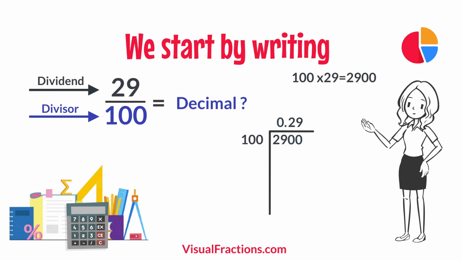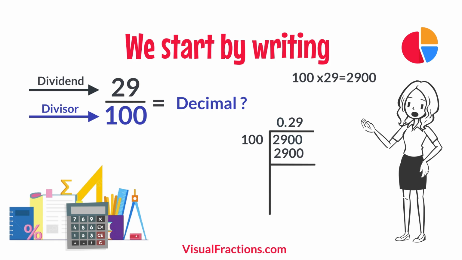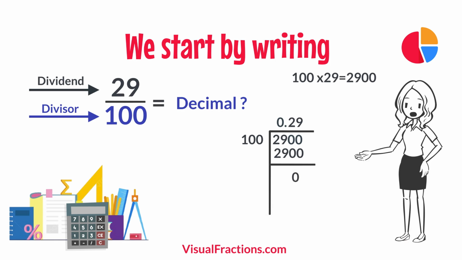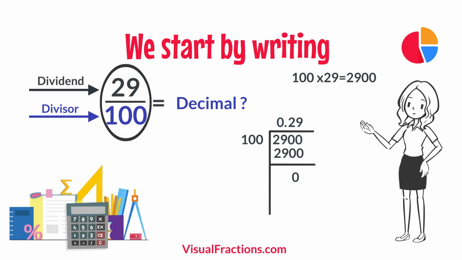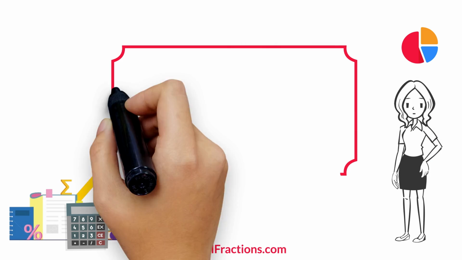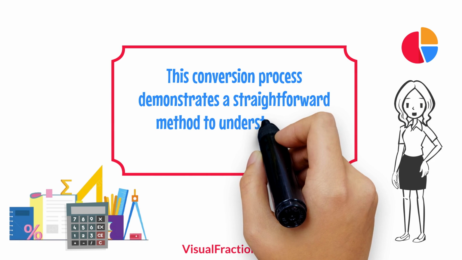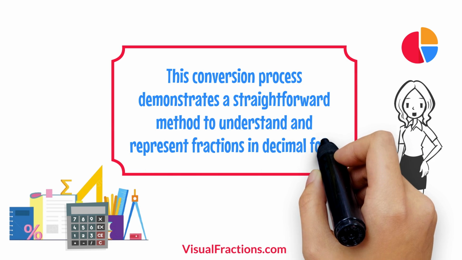Multiplying 29 by 100 gives us 2,900. When we subtract 2,900 from 2,900, we get a remainder of 0. So, there we have it. The fraction 29/100ths converted to a decimal is 0.29. This conversion process demonstrates a straightforward method to understand and represent fractions in decimal form.